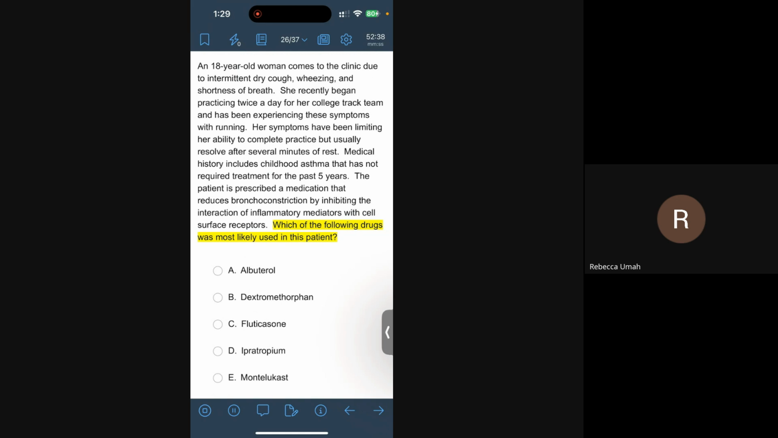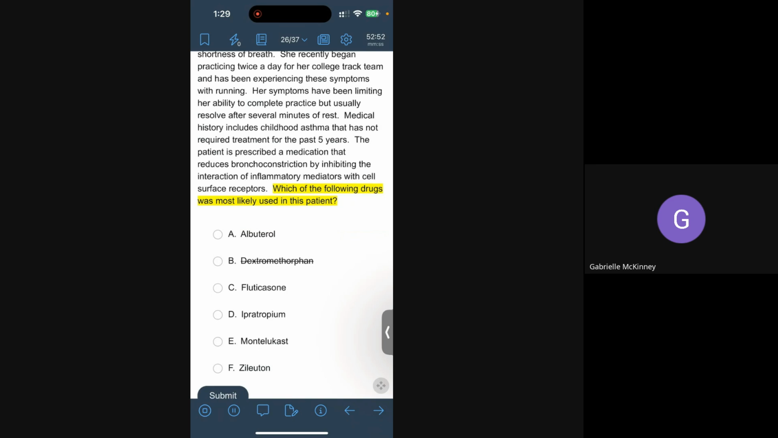Diagnosis in our patient: asthma. Very good. Do we use dextromethorphan for asthma? No. Okay. Ipratropium? That's for COPD. Okay, we are left with these four options.